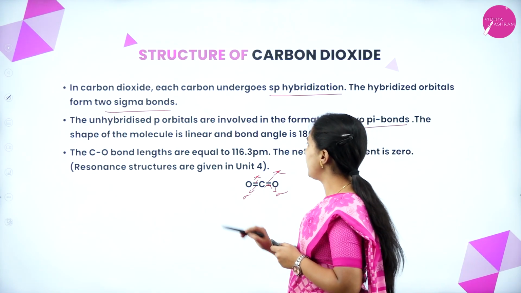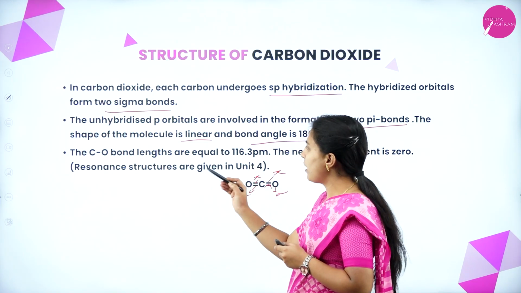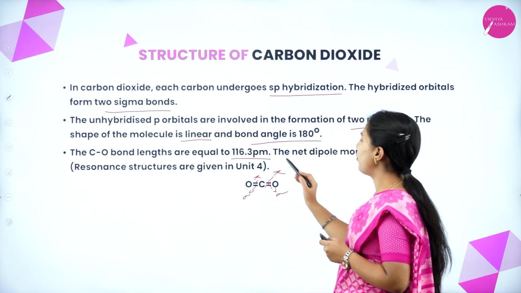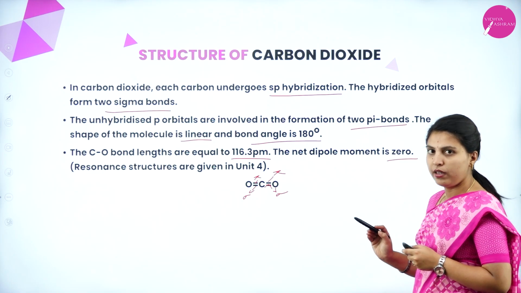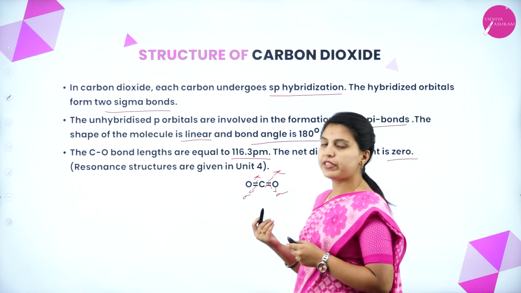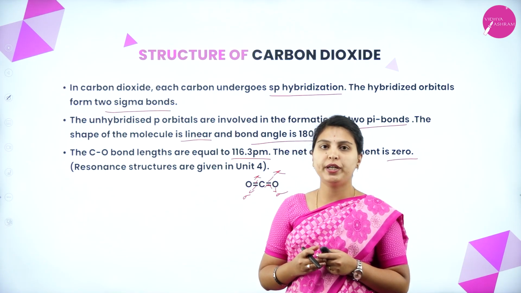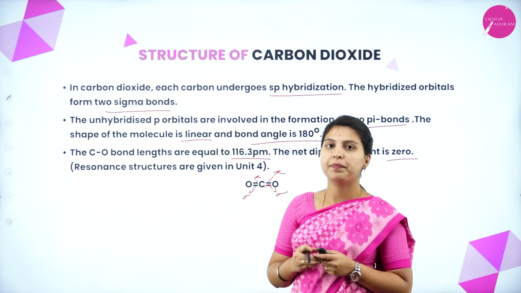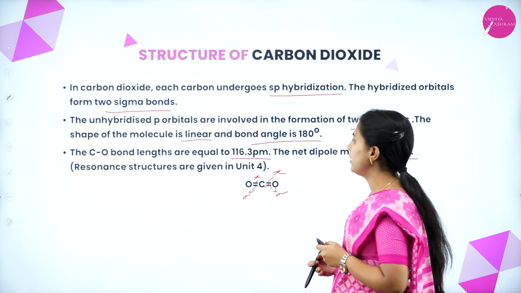The shape of the molecule is linear, bond angle is 180 degrees. The carbon and oxygen bond lengths are equal, 116.3 picometer. The net dipole moment is 0. In unit 4 itself, we have studied that carbon dioxide doesn't show any dipole moment, meaning it will be equal to 0. That's why it is linear in structure and its bond angle is 180 degrees.